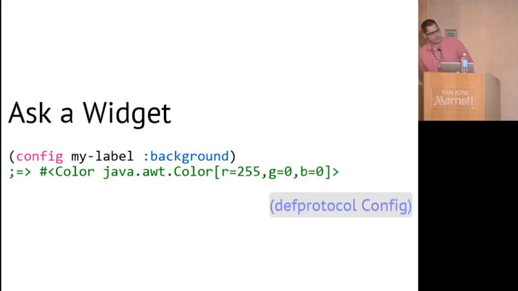You also note down in the right-hand corner of some of these slides, there's a little def protocol or multi-method indicator, which indicates that whatever's on the slide is backed by a protocol, so you can extend it to your own widgets or third-party widgets so they can play seamlessly with Seesaw.